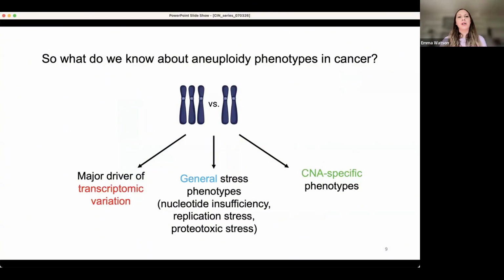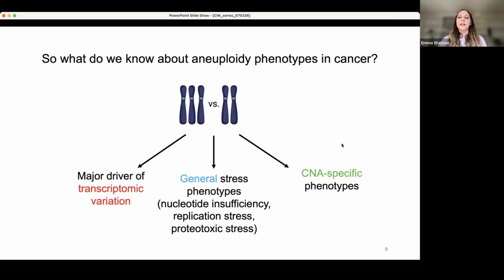Okay, so a brief summary about what we know about aneuploidy patterns and phenotypes in cancer. We know that aneuploidy copy number alterations in chromosomes are a major driver of transcriptomic variants between tumors and also within heterogeneous tumor populations when you look at the single cell level. We know that aneuploidy creates general stress phenotypes, and there's been a lot of work done on this, including the nucleotide insufficiency phenotype that we discovered, the replication stress phenotype that many people have described, which we think might be tied in with the nucleotide phenotype, as well as the proteotoxic stress phenotype, which is one of the first phenotypes described for aneuploidy.